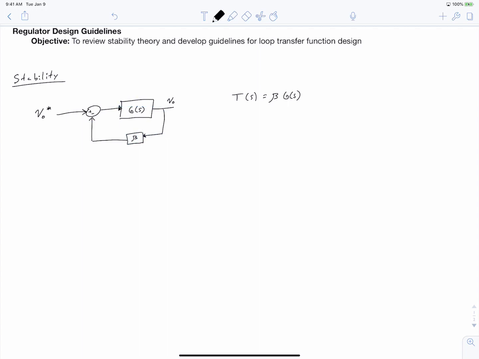And we also defined the loop gain, or the loop transfer function T of S, as being the transfer function when you take this path around. So here in this system, it's going to be G of S times beta. And then we worked our way up to a closed loop transfer function, which here we will write as V of S is equal to 1 over beta, T of S over 1 plus T of S.